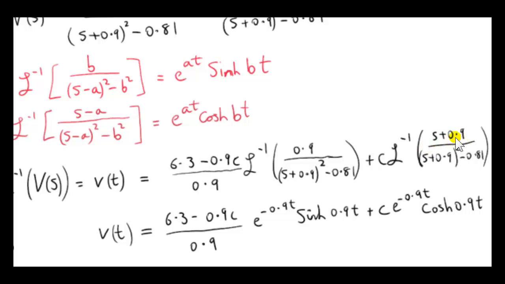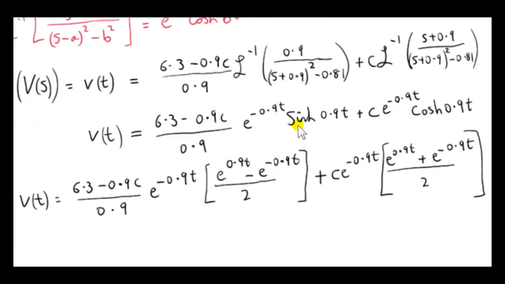If we look at the second inverse Laplace transform and compare to the general form, we can see that a is minus 0.9. Minus a is 0.9, or a is minus 0.9, so we have e to the minus 0.9 t. Then we have cosh of b times t, where b is 0.9. Now, if you like, you can replace sinh of 0.9 t with its definition using the exponential function. You can just look this up. And of course you can do the same for cosh. Its definition using exponential functions looks exactly the same, except we have a plus sign here instead of a minus sign.